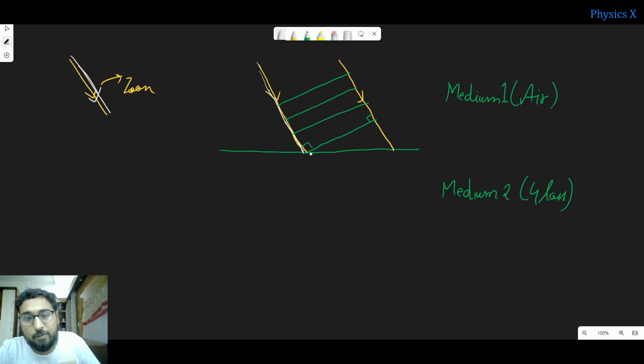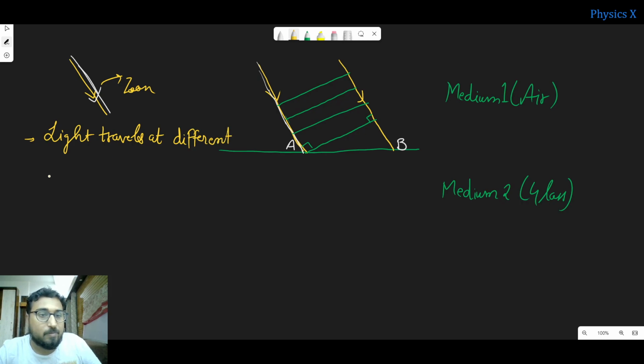Now what we are observing, consider this point A. The concept is that first of all you must remember that light travels at different speeds in different mediums.